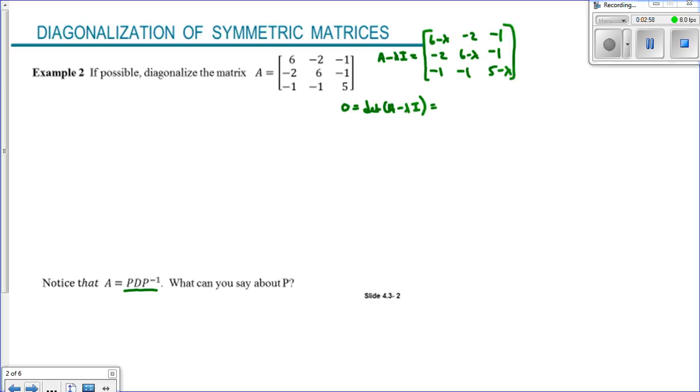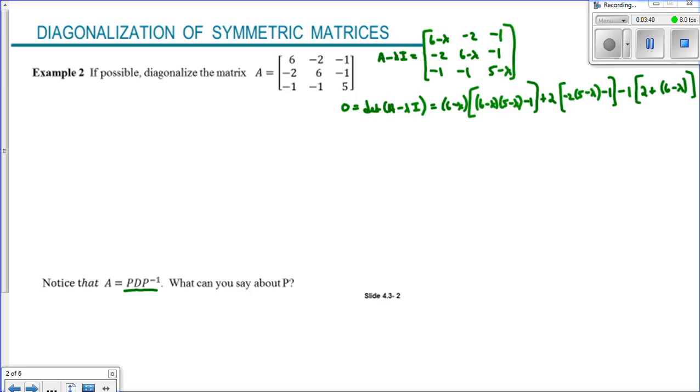I'm going to expand on row 1. I'm going to have 6 minus lambda, and then the determinant, marking out row 1 and column 1. So we'll have 6 minus lambda, 5 minus lambda, minus 1. And then plus 2, remember to change the sign. Now marking that row and column out, we're going to have -2, 5 minus lambda, and then minus 1. And now minus 1, 2 plus 6 minus lambda.